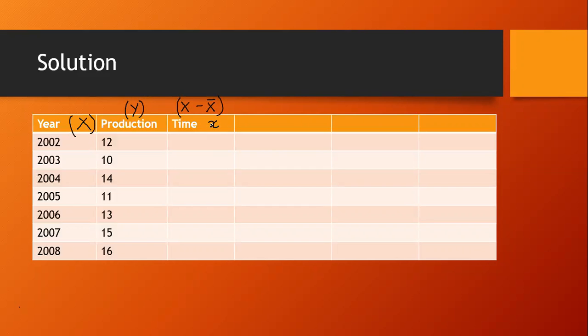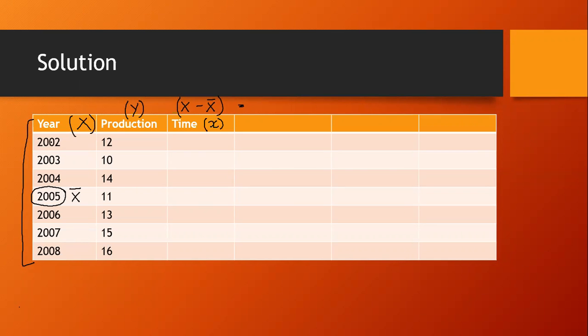For time, give the value as small x. And how to calculate that small x? You have to take capital X minus x bar. When you say capital X, you have to consider these years. These are all the x years. X bar is nothing but your assumed value. You can consider any of the years as x bar, but basically we consider the mid value, the mid year, as x bar. Now in this problem, I will consider 2005 as x bar.